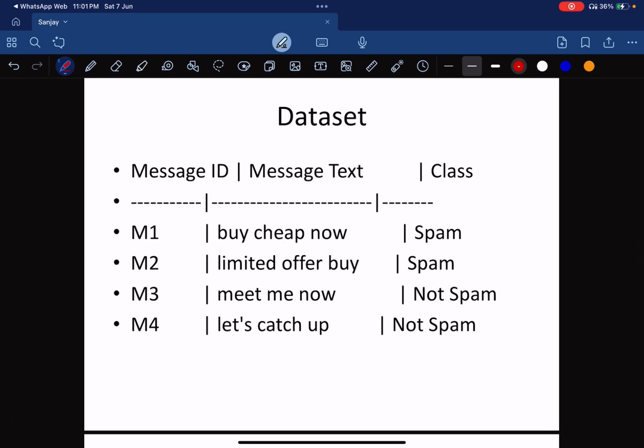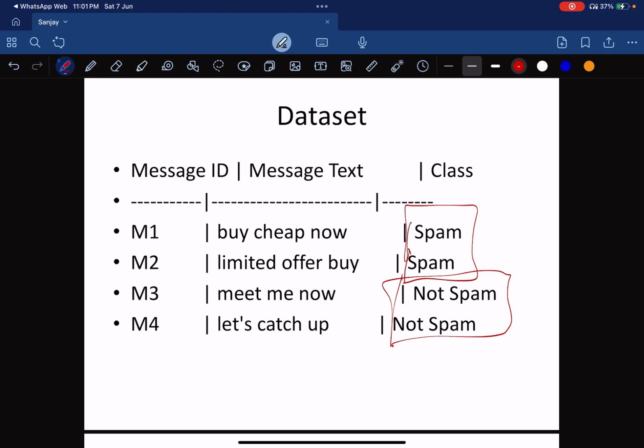Let's take this sample data set. We need to classify the data. There are two classes: spam and not spam. We will train the model to separate these data.